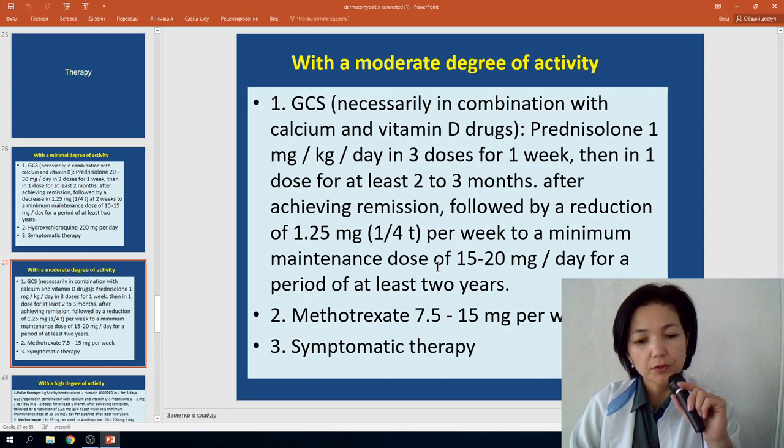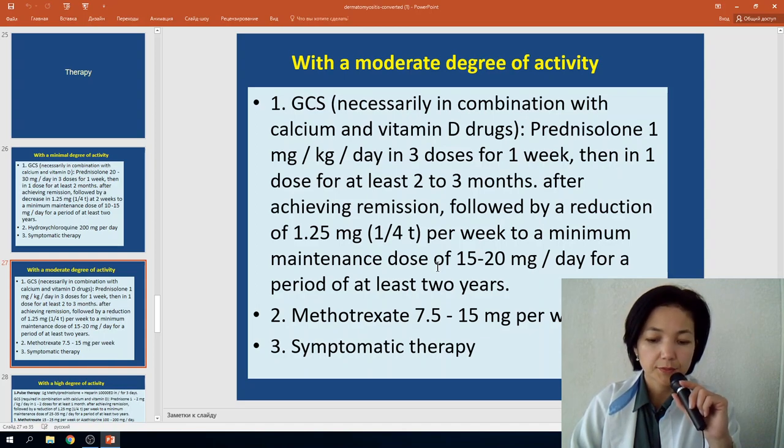In case of joint involvement, it is better to use together with the glucocorticoids, and then after starting to decrease glucocorticoid dosages, it is better to combine methotrexate 7.5 to 15 milligrams per week. Methotrexate we take once a week, in combination with folic acid and symptomatic therapy.